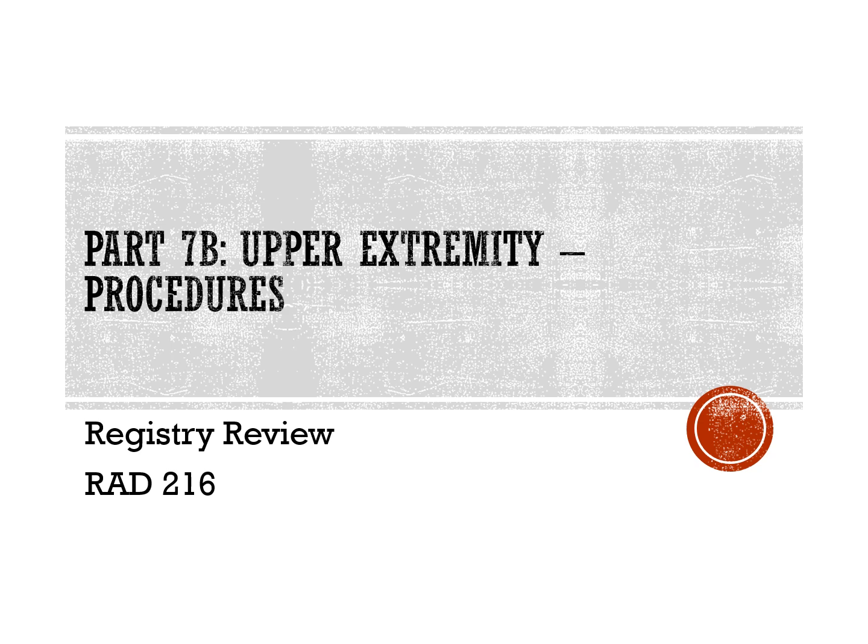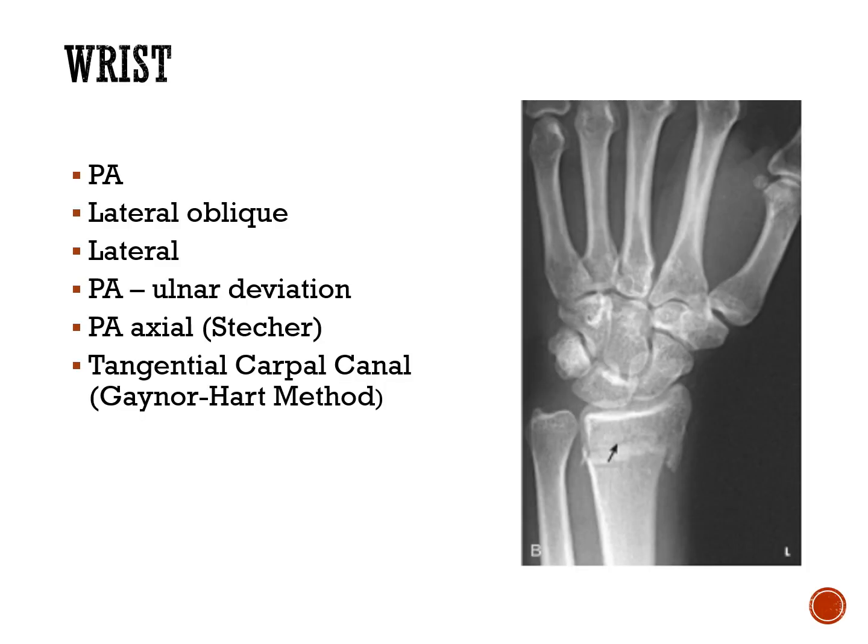Hello, this is part 7B, the procedures of the upper extremity. We're going to begin with the wrist now. On the wrist, we're going to take a look at the PA, the lateral oblique, the lateral projection, the PA ulnar deviation, the PA axial Stecher method, and then the tangential carpal canal Gaynor-Hart method.